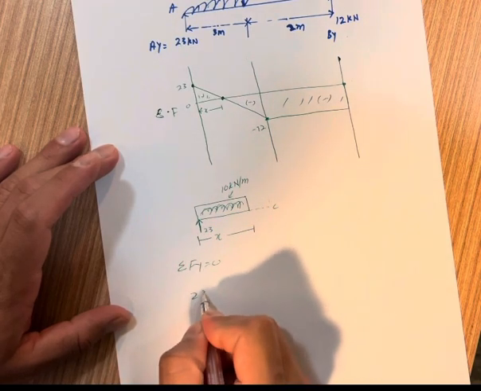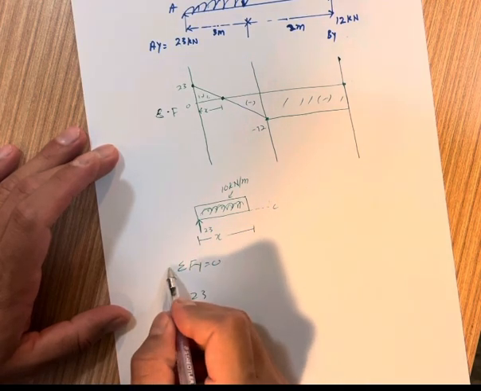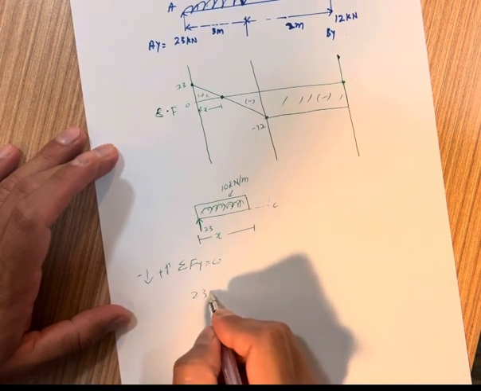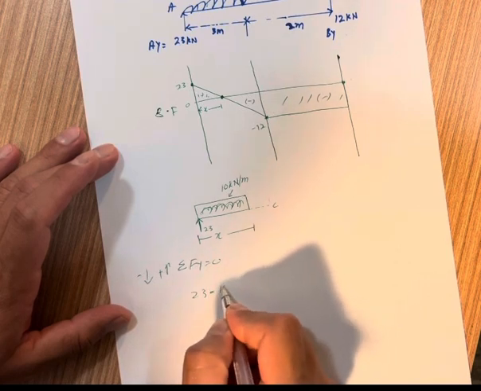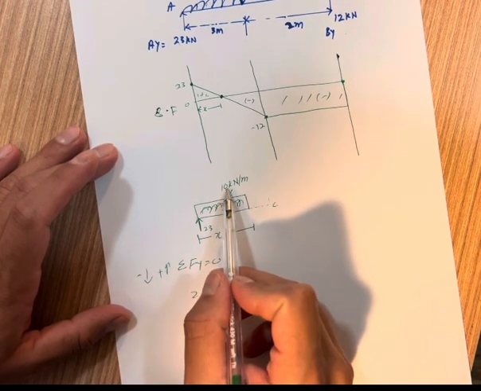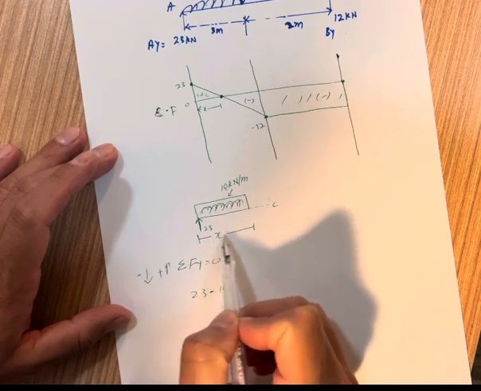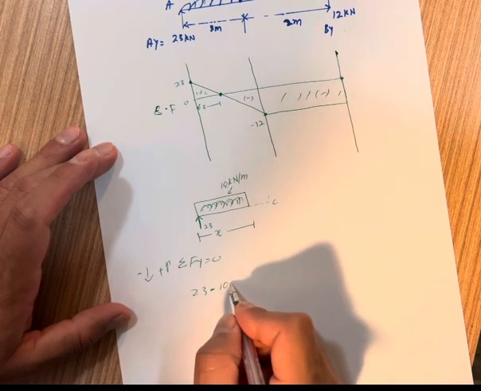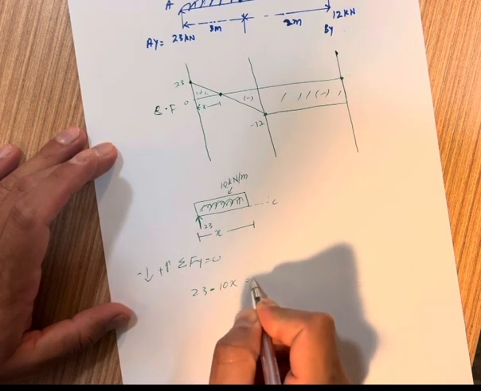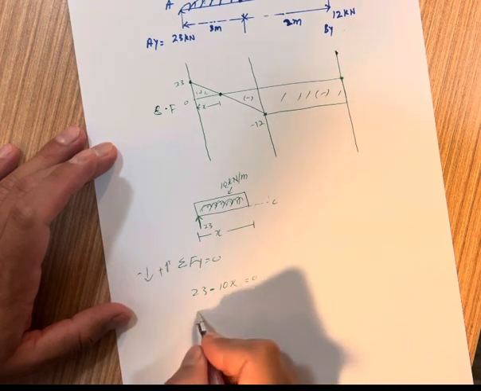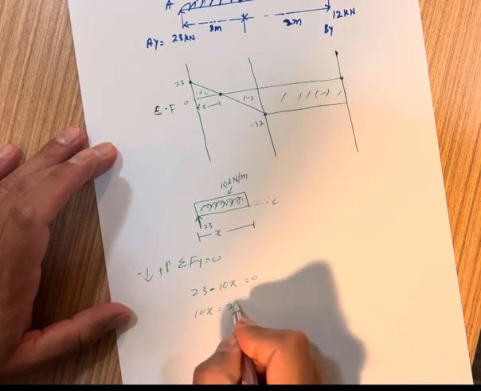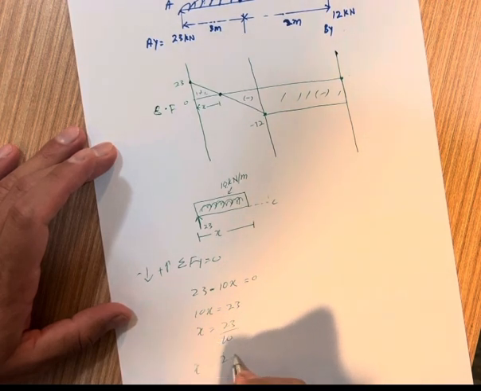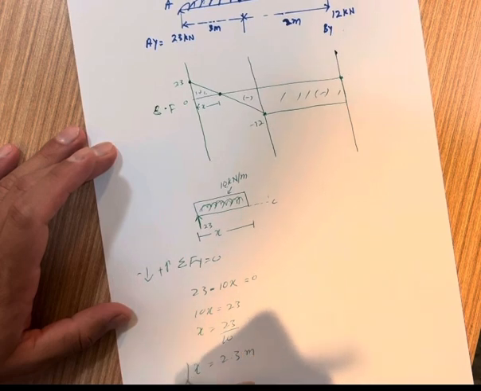We have 23 minus, taking upward positive and downward negative, so 23 minus 10. Since it's a UDL, we multiply the UDL force with the distance to get the vertical load. So we have 10 multiplied by X equal to 0. It's now a simple calculation. X is equal to 23 over 10, which is equal to 2.3 meter.